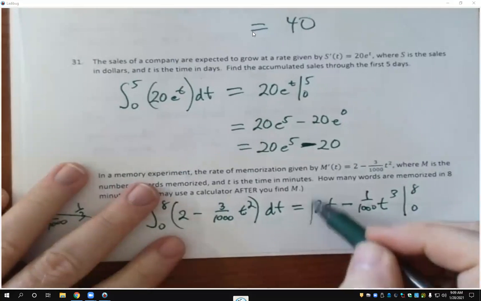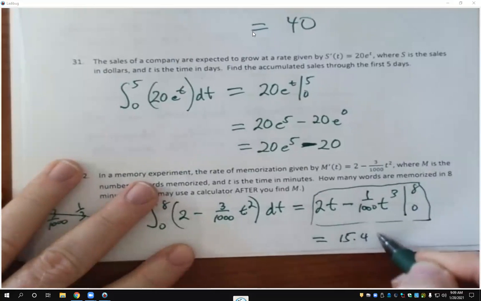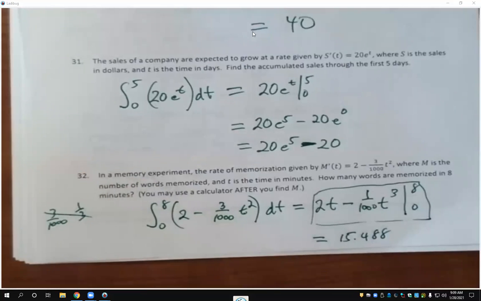And it's saying now you can use your calculator to get that answer. I'm going to tell you it's 15.488 words.